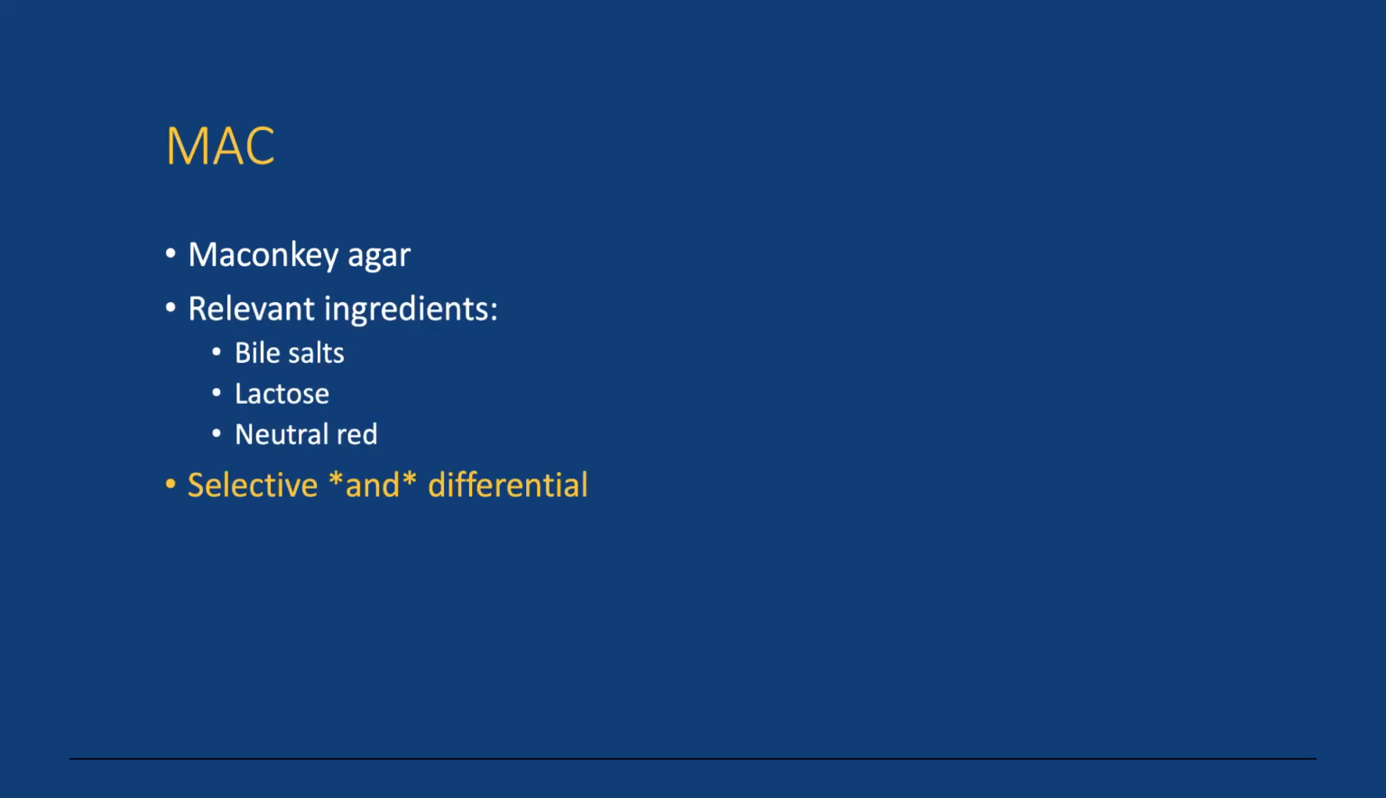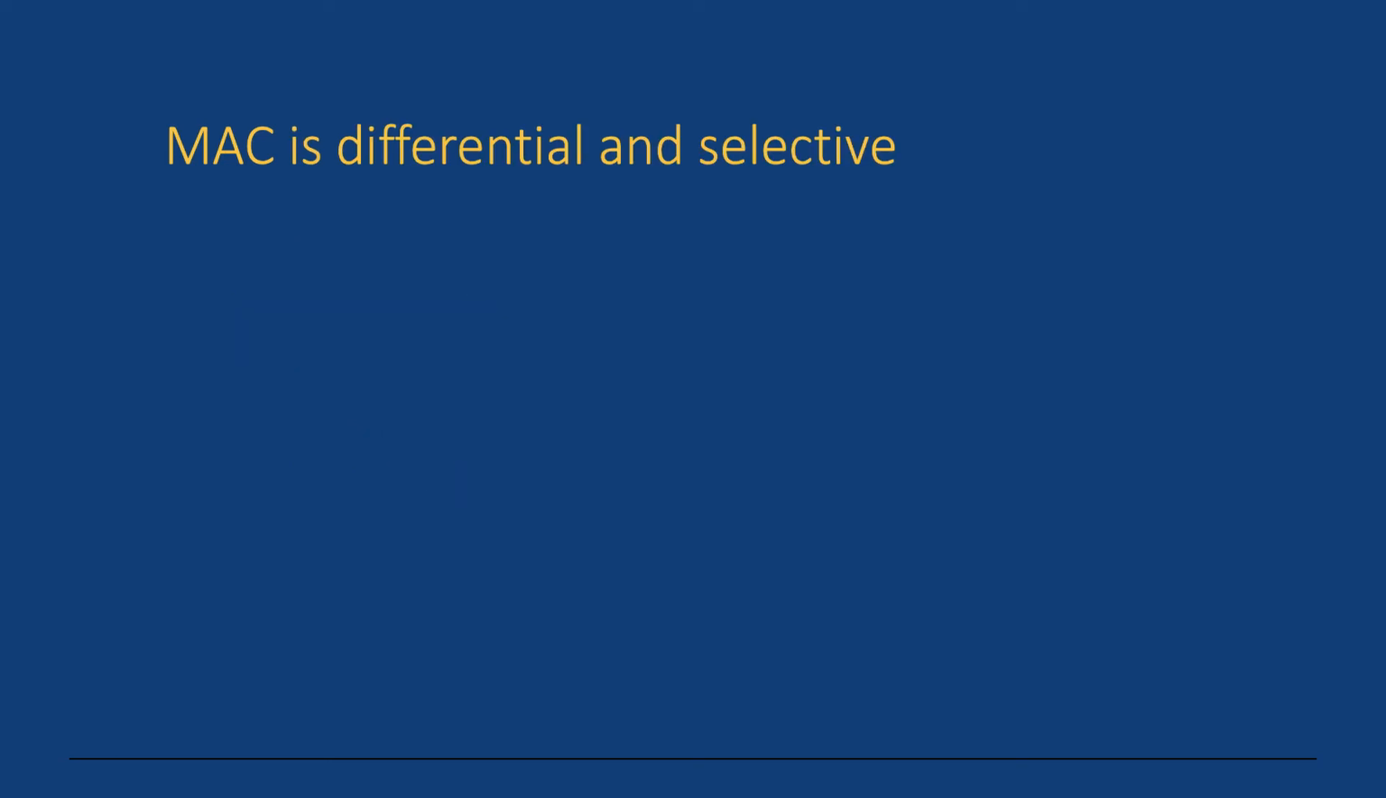The next medium is MacConkey agar, or MAC. This is a burgundy-colored medium that has several ingredients that are of interest to us: bile salts, lactose, and neutral red. These ingredients make MacConkey agar both selective and differential. The bile salts in MacConkey agar inhibit the growth of gram-positive bacteria while allowing the growth of gram-negative bacteria. This makes MacConkey agar selective for gram-negative bacteria.